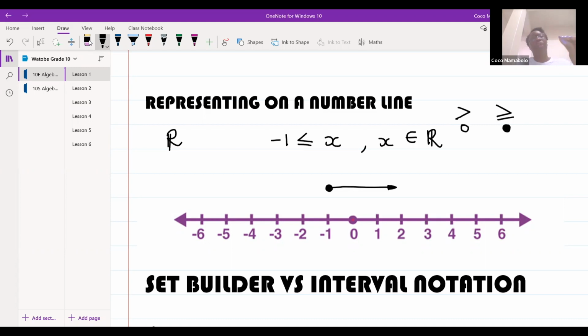We need to look at where our X is sitting. If X is greater than -1, it's going to be the bigger number. If it was the other way around, if my sign looked like this, if X needed to be smaller than -1, that means that -1 is my bigger number and X is my smaller number. So which number is going to be smaller than -1? That's going to be my -2s and my -3s and my -4s. I hope that makes sense to you guys.